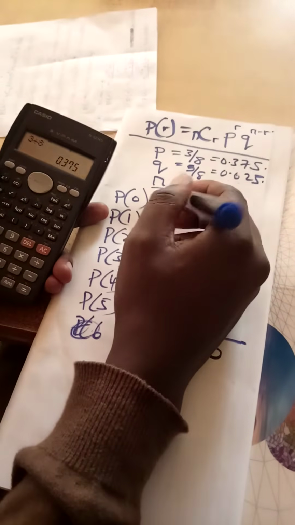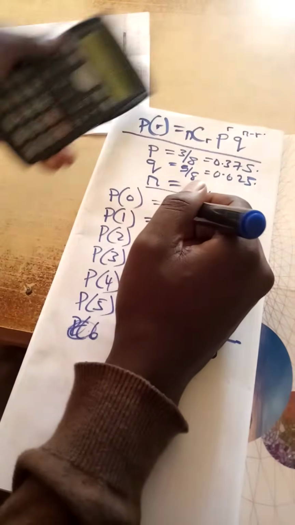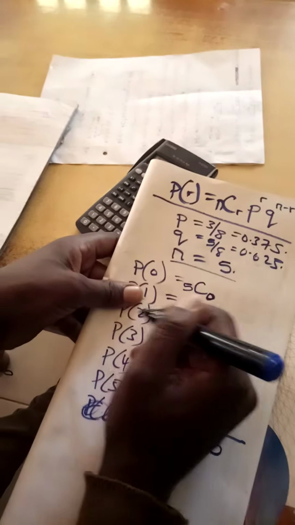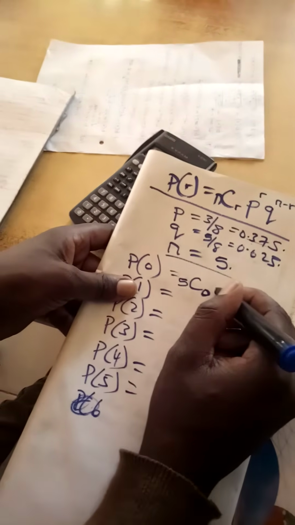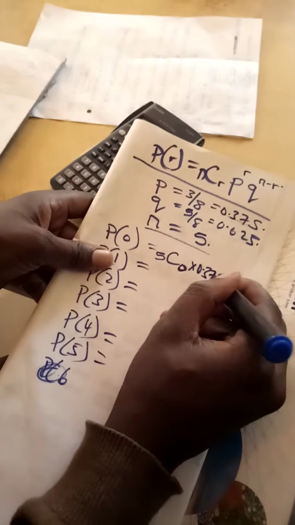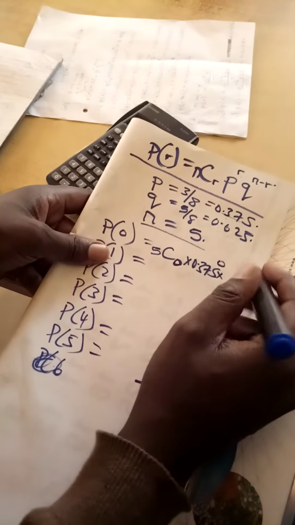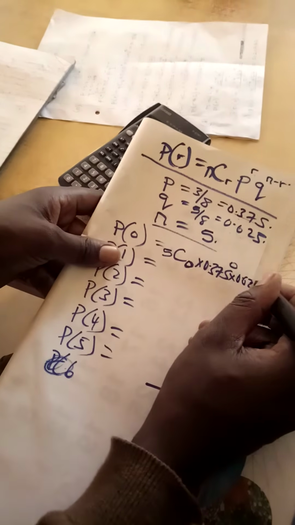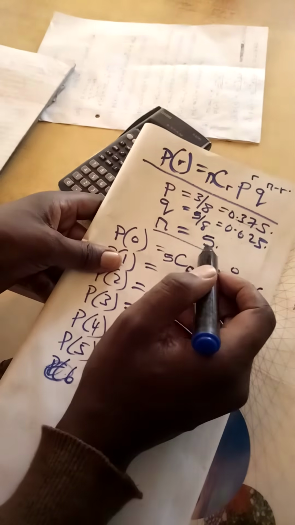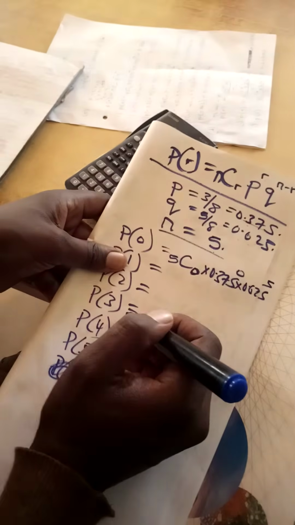Now you write it as N is 5. So you have 5 attempts from our formula there, and combine it. Your calculator can do combination. We will see how it works. 5 combination R, remember R is now 0, so that will be 0. P is this constant here, which is 0.375 raised to the power of R. R is 0 times the remaining chance, which is Q, that will be 0.625 raised to the power of N minus R, that is 5 minus 0, that is 5.